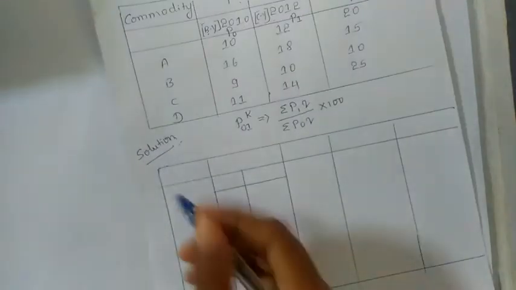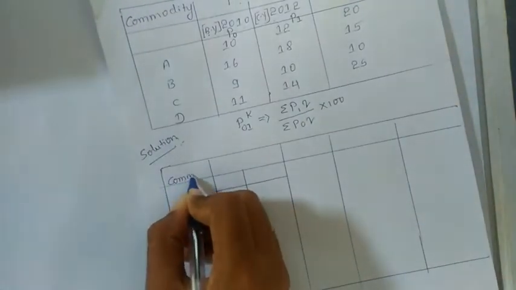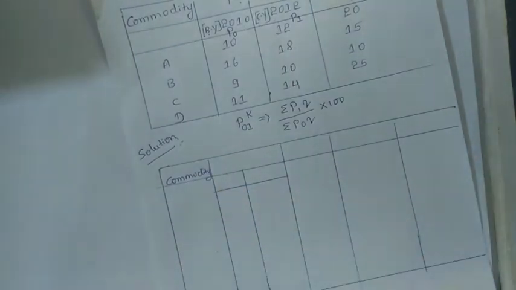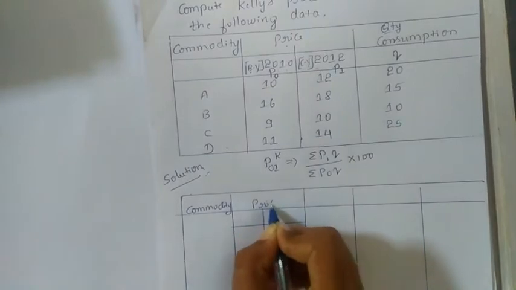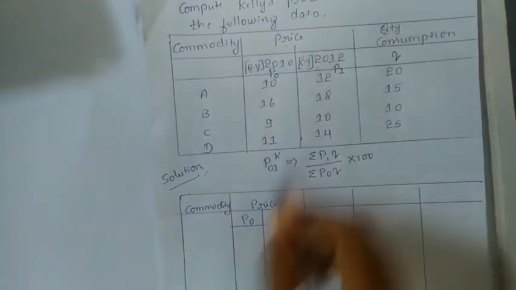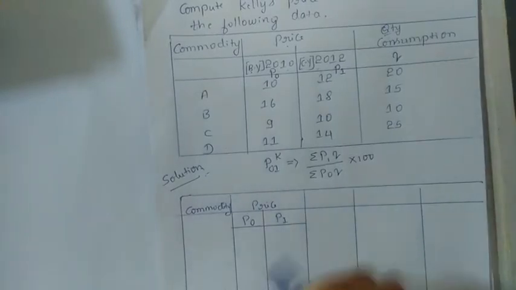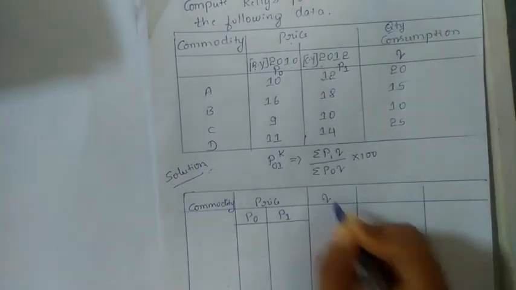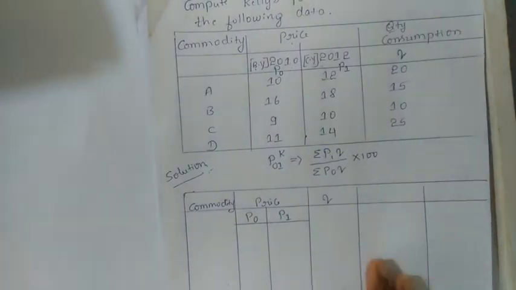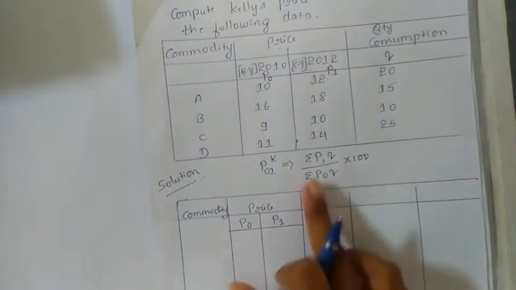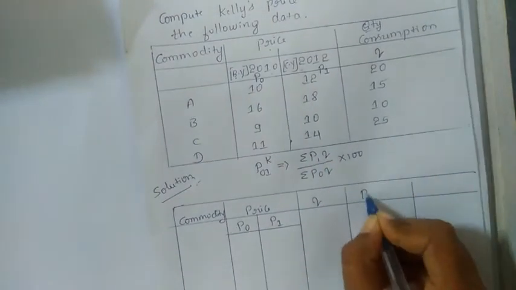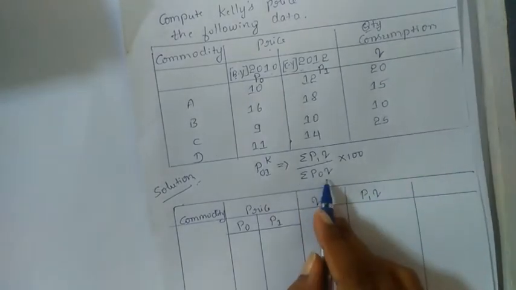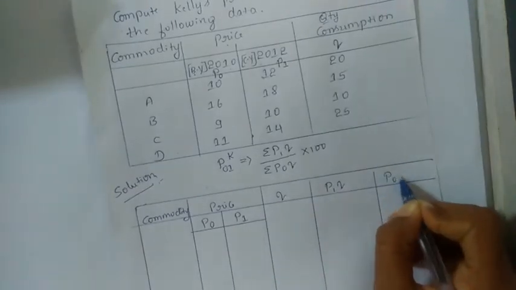So write the columns here. First you have to write commodity. What they given in the question, you have to write the same in the solution. Commodity. Next is price. In the price, this is considered as P0 and next one is P1. Next is quantity consumptions, that is considered as Q. Then what are the next columns? These two columns are related to Kelly's price index. Here P1Q, so you have to write P1Q. Then in the denominator P0Q, so you have to write P0Q.